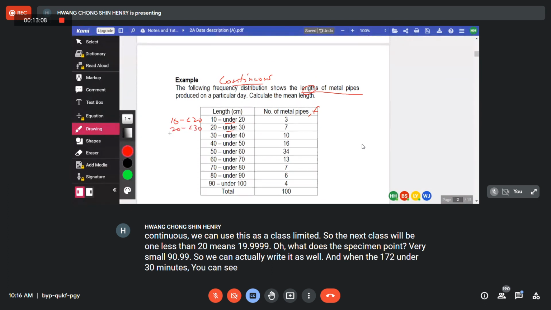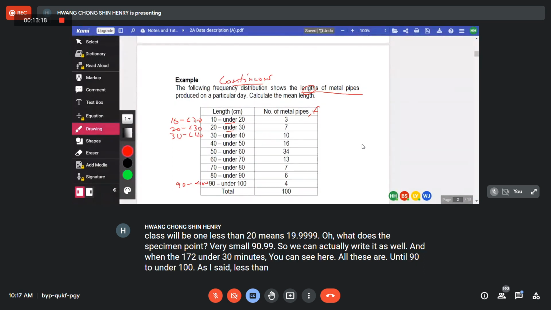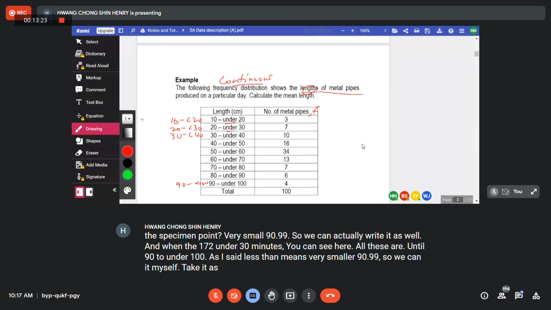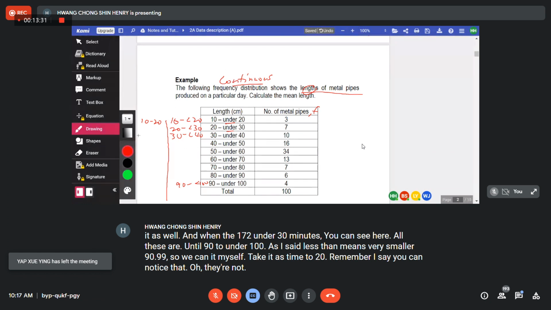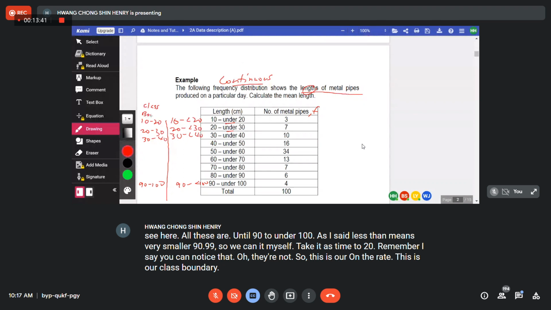This one, 20 to under 30 means... You can see here, all these are until 90 to under 100. As I said, less than means very small, 90.999. So we might as well take it as 10 to 20. Remember, I say you can ignore this stuff. Fair enough. So this is our class boundary. This is our class limit.